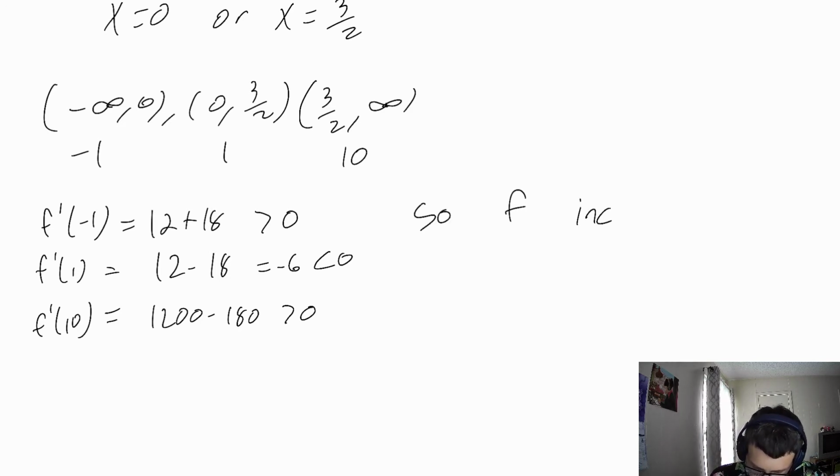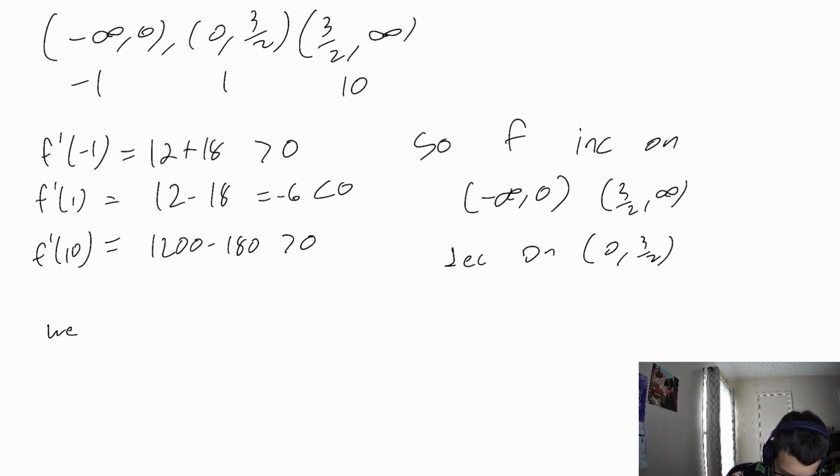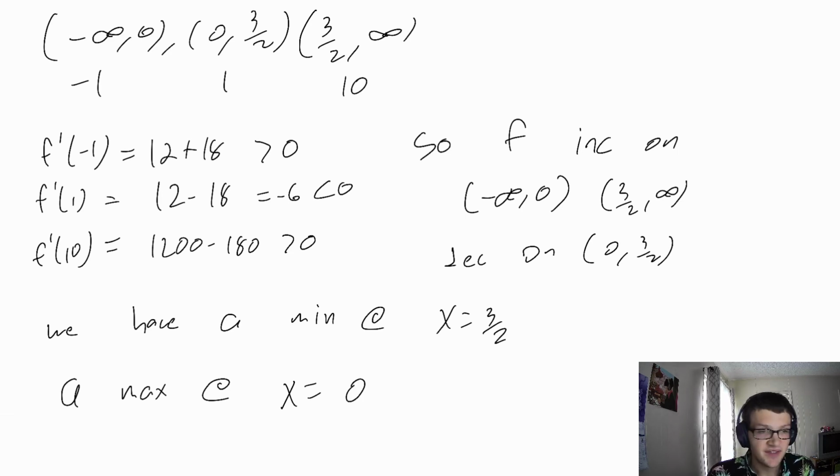So f is increasing on minus infinity to 0 and 3/2 to infinity, and it's decreasing on 0 to 3/2. So we have a minimum at x equals 3/2 and a maximum at x equals 0. Now all that's left to do is to find the appropriate y values, and then we're done. But I'll leave that to you because that's just plugging something into a calculator.